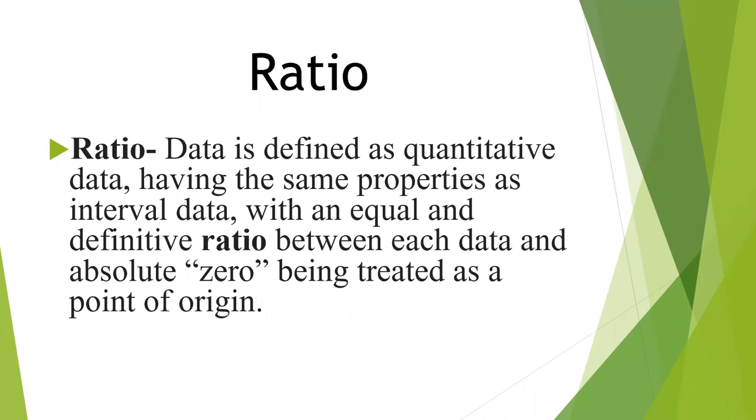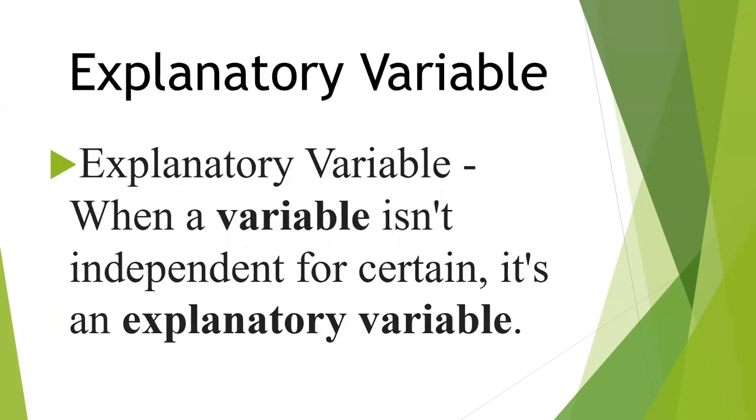Ratio. Ratio data is defined as quantitative data, having the same properties as interval data with an equal and definitive ratio between each data and absolute zero being treated as the point of origin. Explanatory variable. Explanatory variable is when a variable isn't independent for certain. It's explanatory variable.